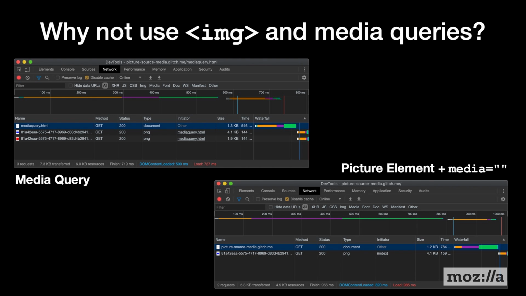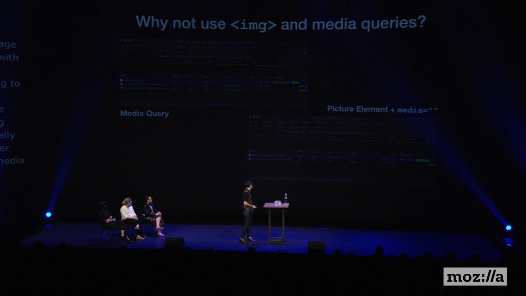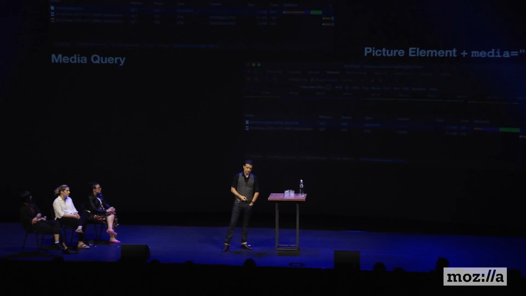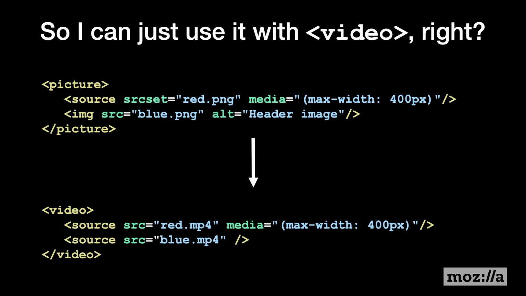Because the picture media query support is in the HTML itself, it means that the browser will be able to detect which one it needs to download. So, presumably, the video tag has a source tag in it.